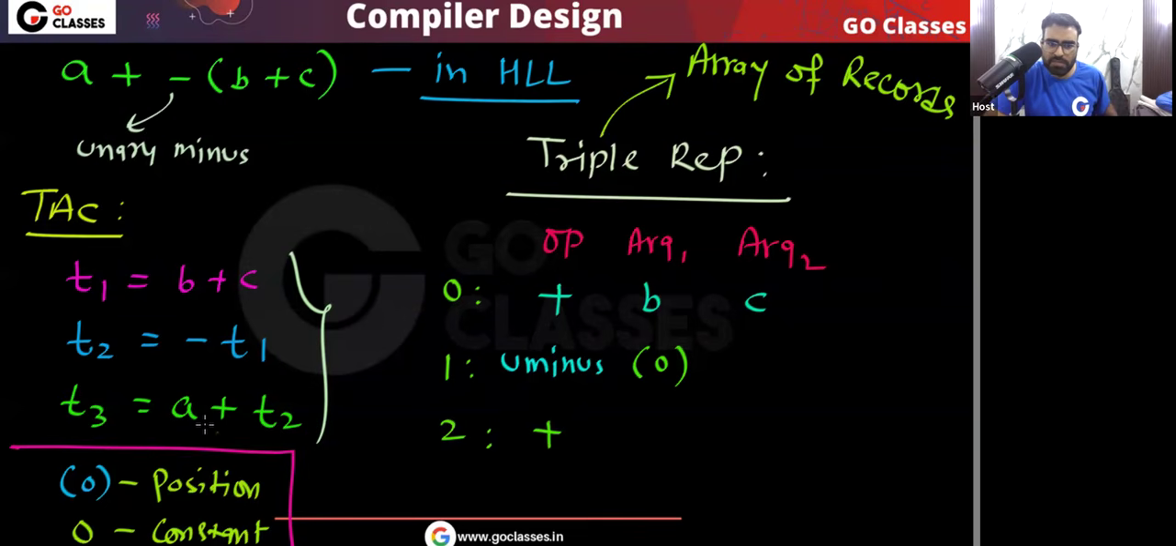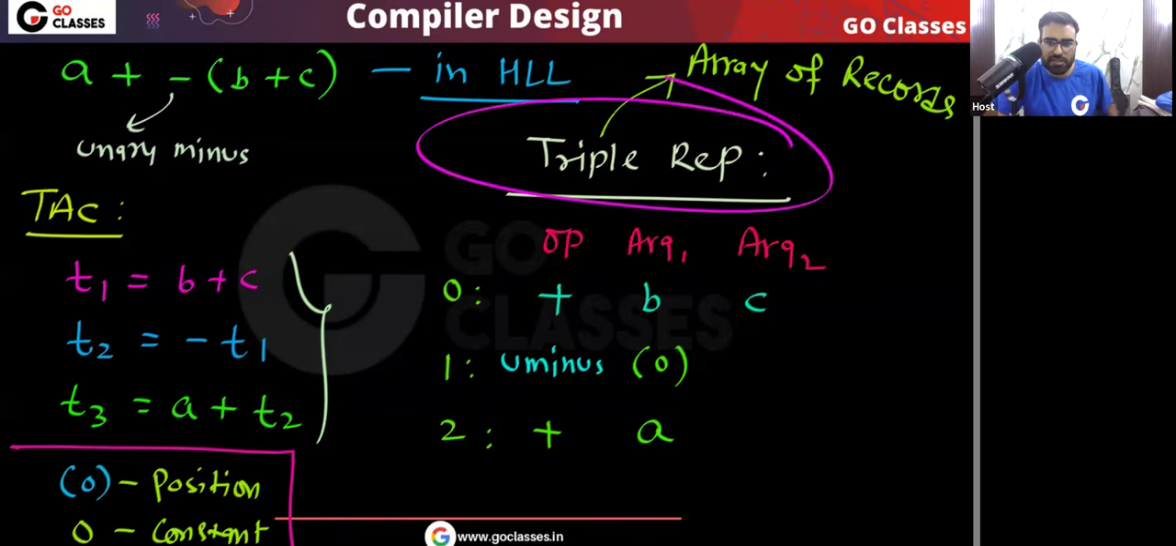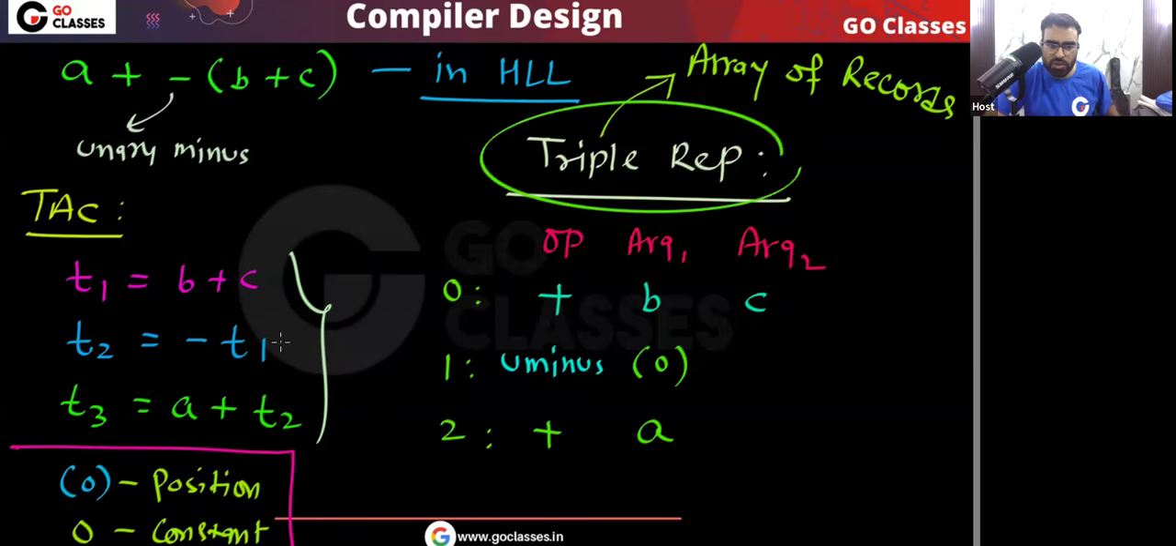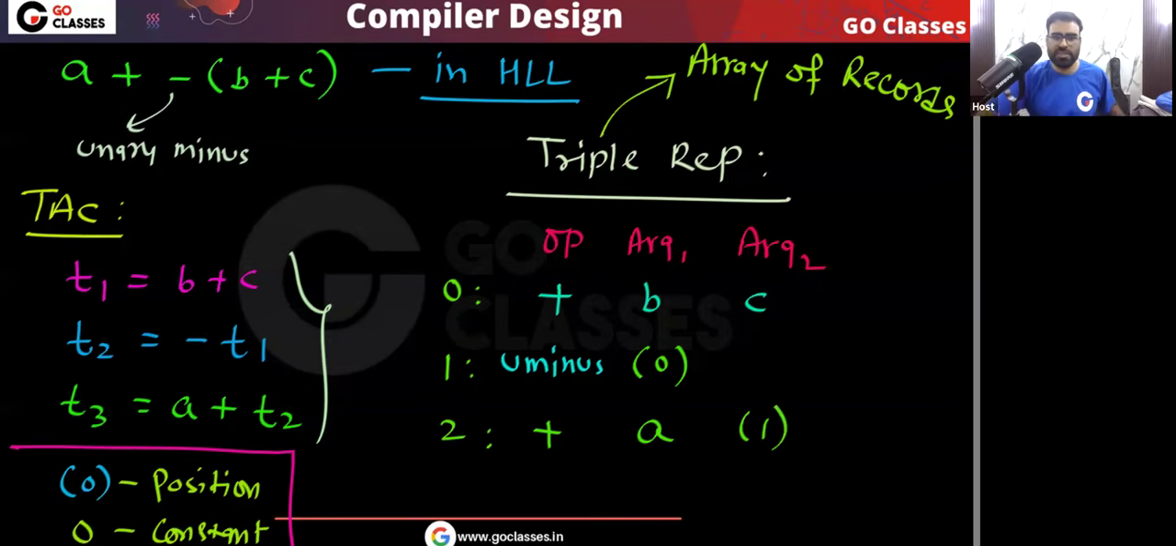Now let's see what about the next instruction. The operator is plus, one argument is a, another argument is t2. But remember in the triple representation there is no such thing as t2. Now t2 means the result of this operation, yes or no? And remember in the triple representation, to refer to the result of this operation, we use the position. We do not use the temporary variable, we use the position. So basically this t2 simply means the position 1. Very simple. So that's it, this is the answer.